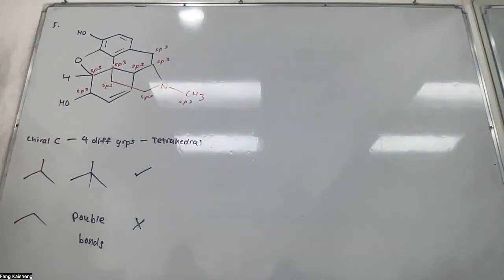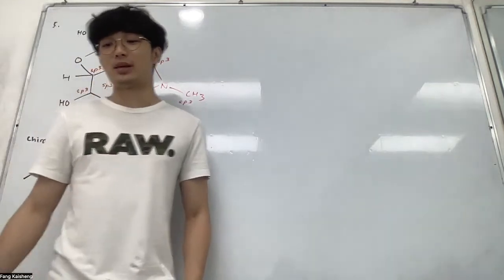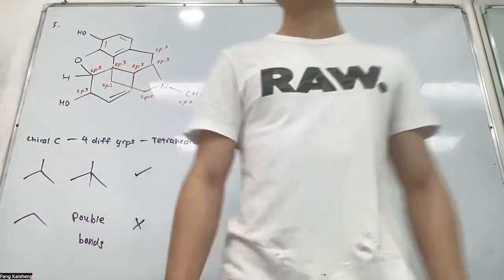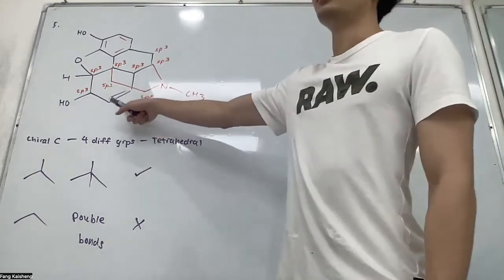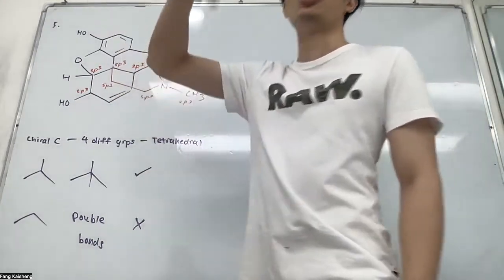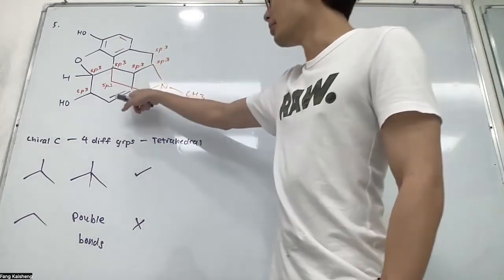Okay, so let's answer our last question. The molecule cannot exhibit cis trans at the CC double bond. Okay, where's the CC double bond? It's just right there. The benzene is not considered because it's drawn as a ring. So the double bond is here.